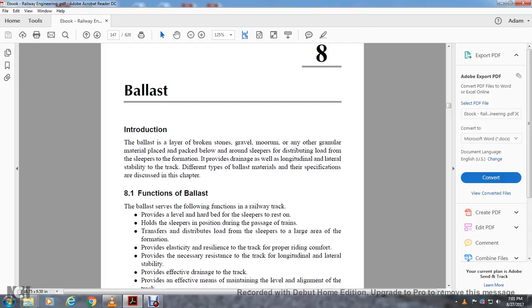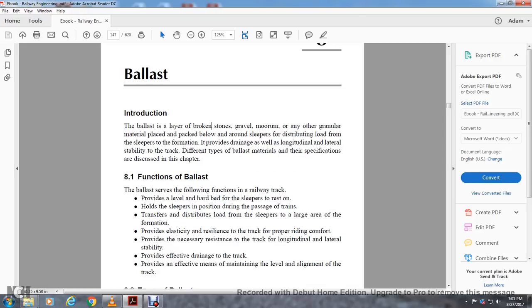8.1. Function of the ballast. Ballast serves the following functions in the railway track. It provides a level and hard bed for the sleepers to rest on, holds the sleepers in position during the passage of the train, and transfers and distributes the load from the sleepers over a large area of the formation. It provides elastic resilience to the track and proper riding comfort, provides the necessary resistance for traction and longitudinal and lateral stability, provides effective drainage to the track, and provides an effective means of maintaining level and alignment of the track.